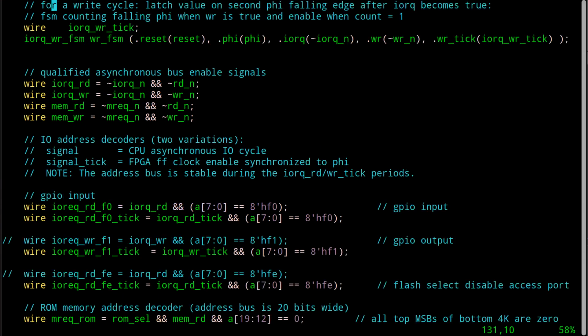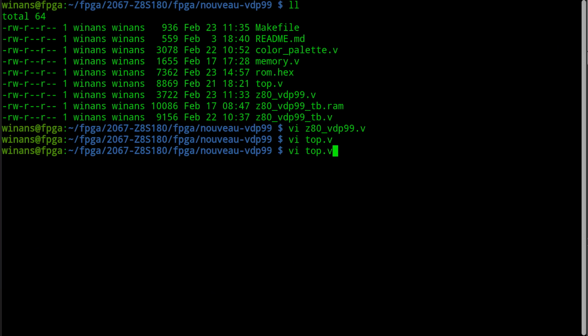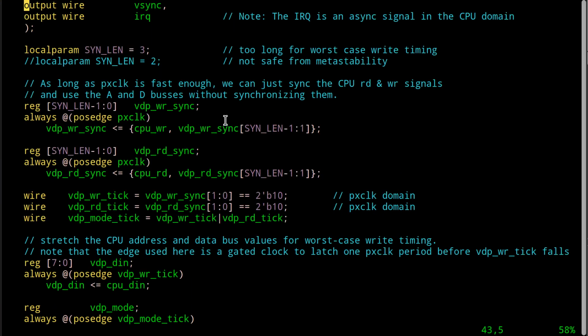I don't know where it is. Here it is. Here we go. When IO rec is low and read is low, then that's true. And the same thing for writing. Okay, so there's your bearings. There's your context here. That's where that all comes from.